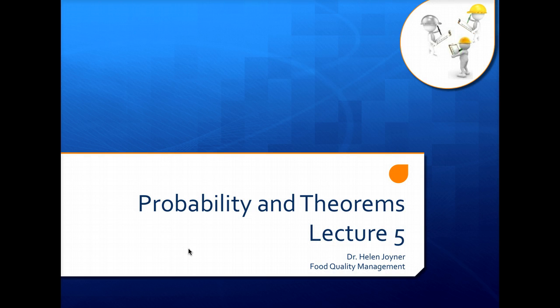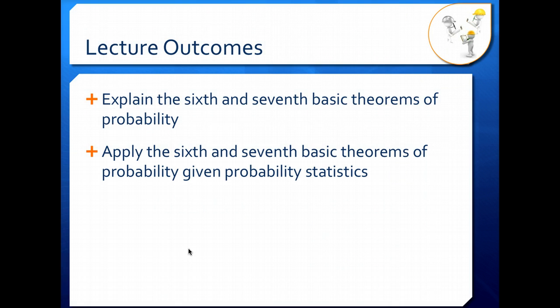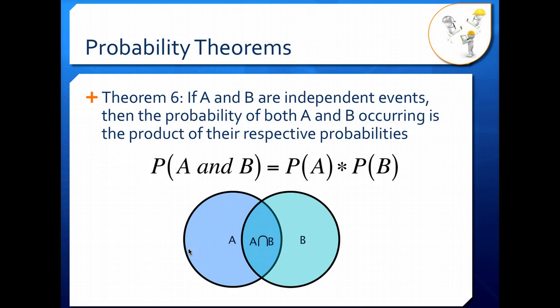In our previous probability lectures, we talked about what would happen when one event occurred. Let's take a look at what happens when two or more events occur. This brings in probability theorems 6 and 7. So we'll look at what those are and how they can be applied given probability statistics.